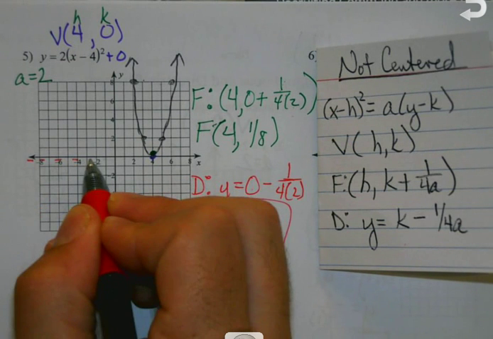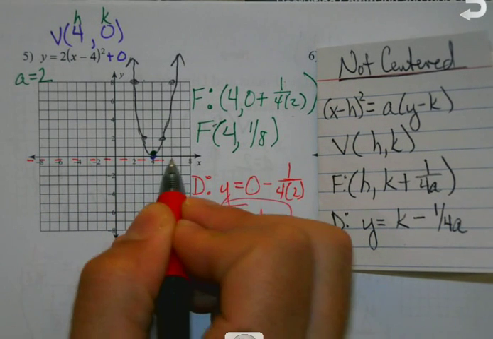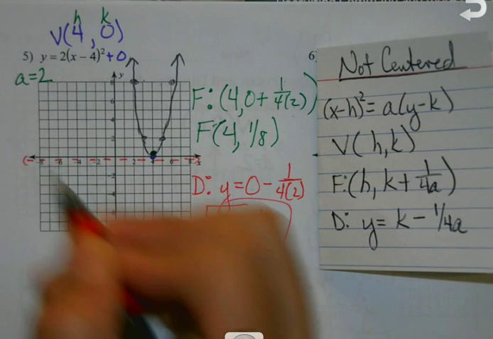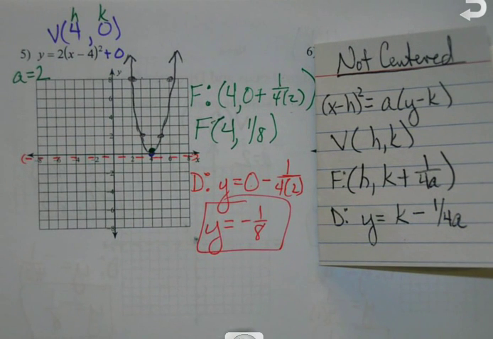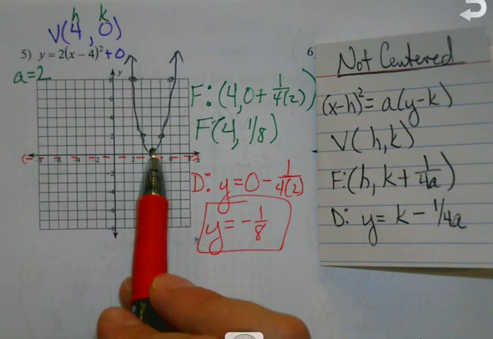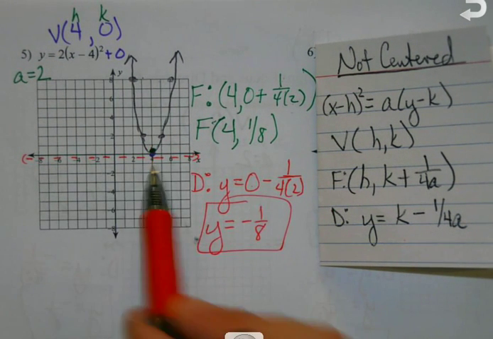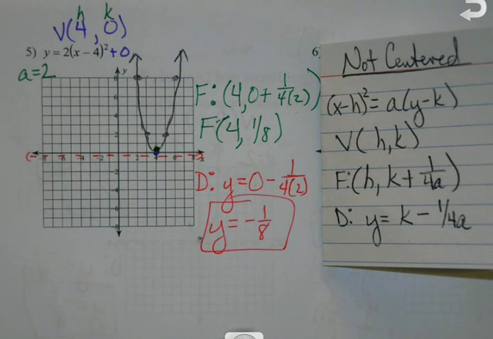Again, the focus and directrix are equidistant from my vertex. So if this is 1/8 away up, this has got to be 1/8 away down, and that's never going to change. So that can also help you if you get a screwy answer sometime to maybe say, wait a minute, shouldn't that look like, and then you can figure that out.